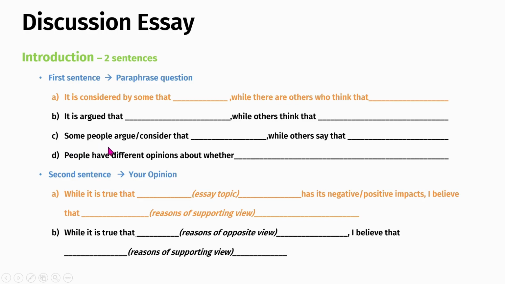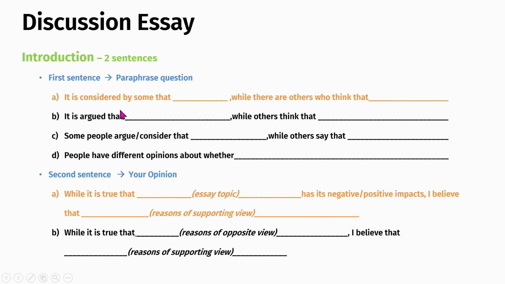Third template, some people argue or consider that the first view, while others say that the second view from the question. So all these 3 templates are somewhat similar, and we have a 4th template which is quite different from the other 3 templates. It's like, people have different opinions about whether, and you should write the essay topic here. In this case the essay topic is drug testing in animals, so I can write it like, people have different opinions about whether drug testing should be conducted in animals or not. So this is how you write the 4th template.